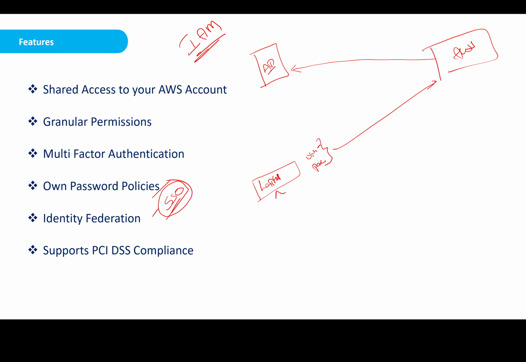Simple example. I think everybody will have a Google account, right? Using the Google account, you can log into Gmail, you can log into YouTube, you can log into Google Drive, you can log into Google Classroom. The same username and password, you can log into multiple things. That is what single sign-on is. This IAM provides that single sign-on feature. Every organization will use this identity federation, and this supports PCI DSS compliance.